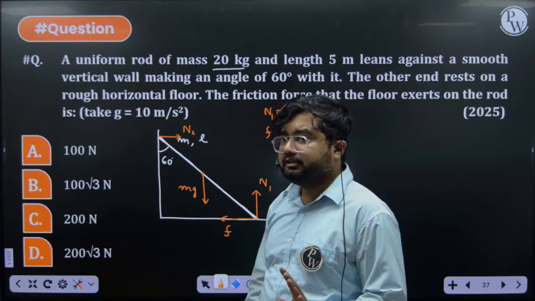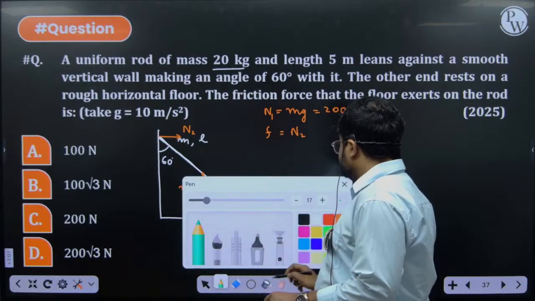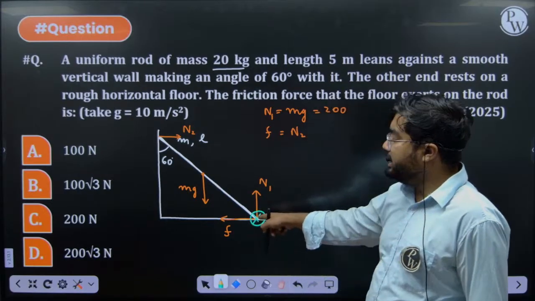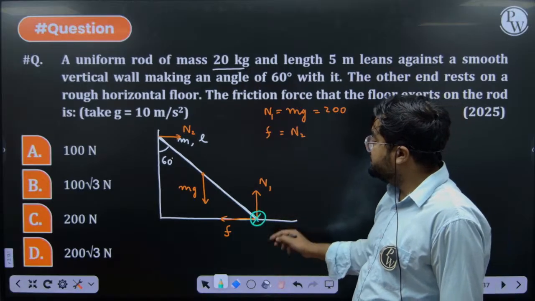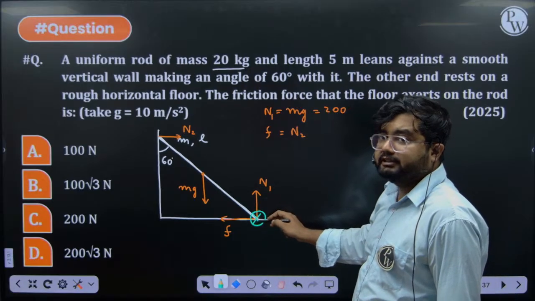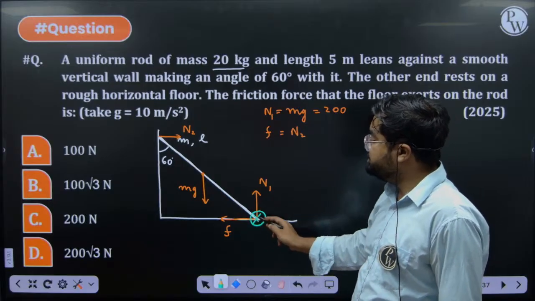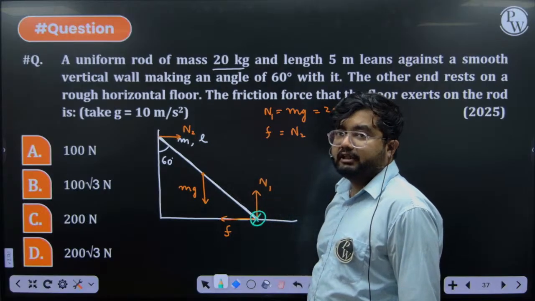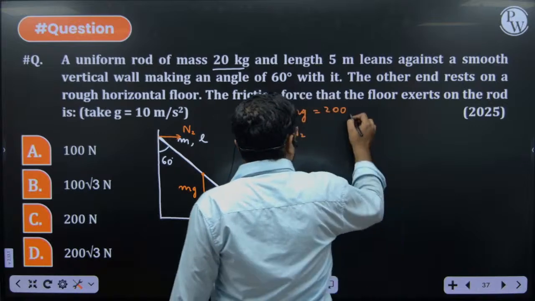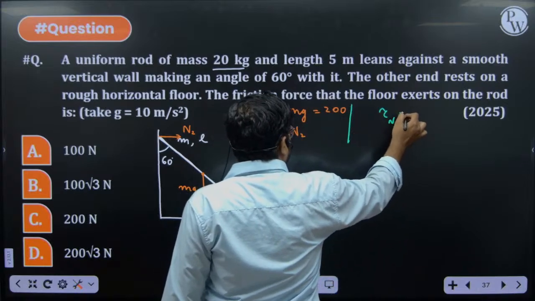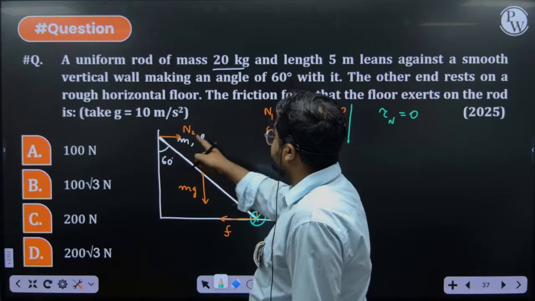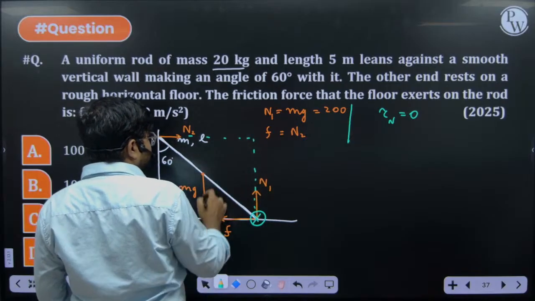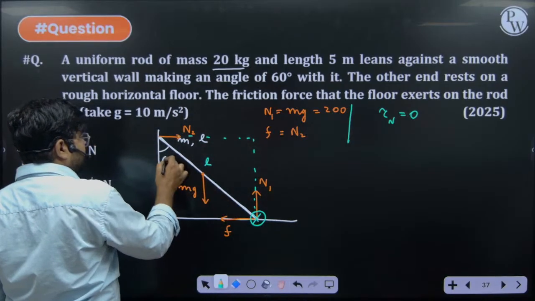This is translational equilibrium. Now if we do rotational equilibrium, suppose about this point, we will say that the net torque about this point is 0. This force is passing through the point, its torque is already 0. This force is also passing through it, its torque is already 0. But these two forces will create torque here, equal and opposite, and that will get balanced. So if the net torque is 0 about this point, N2 into the perpendicular distance, if this is L, L cos 60.